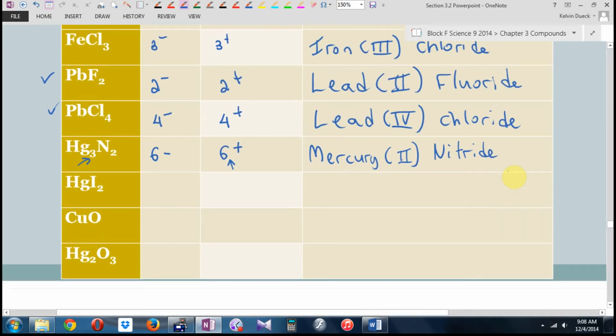HgI2, I'm going to argue this one is a little easier because how many metals are there? Try that one on your own. I'll do it. And try CuO on your own. I'll do that one too. And if you want to, try that bottom one on your own. I know there's more than 1 mercury. See if you can get it right.